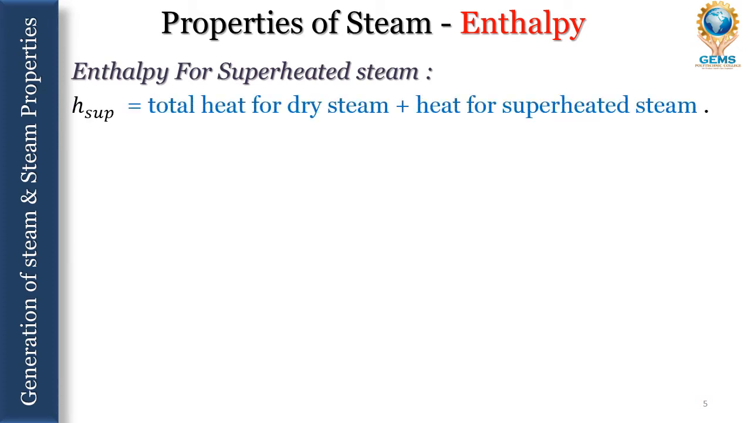The enthalpy of superheated steam is equal to the total heat for dry steam, that is the Hg value, plus the heat for superheated steam. So it is the heat added for the dry saturated steam plus the heat added for the superheated steam. The heat added for the dry saturated steam is represented by Hg, and the heat added for superheated steam is represented by Cp into (T superheated minus T saturated), that is the temperature difference between the superheated temperature and the saturation temperature.